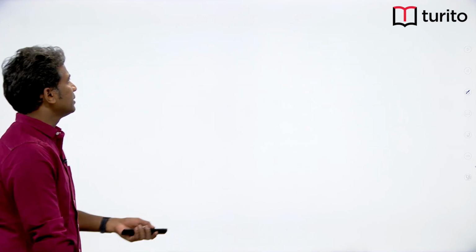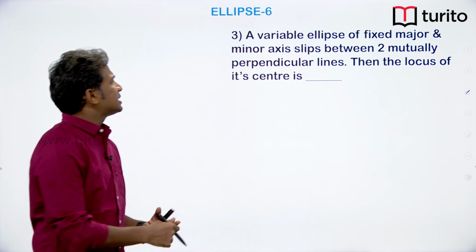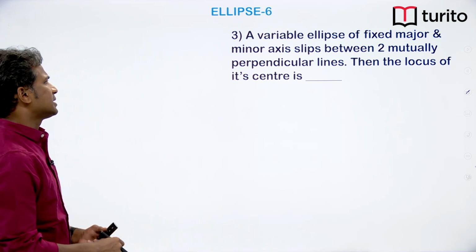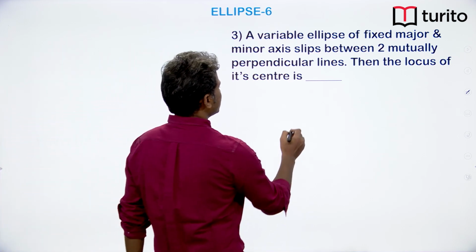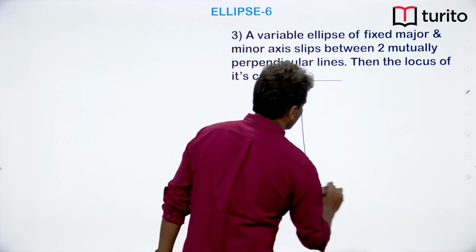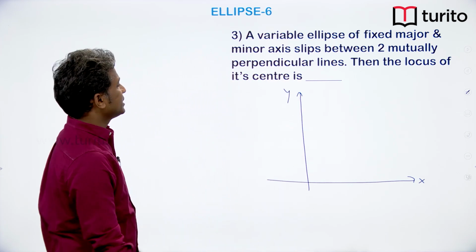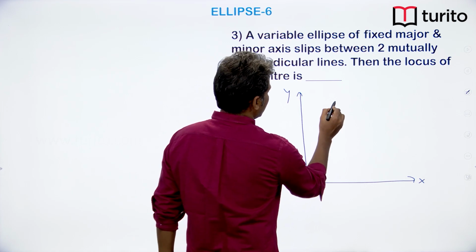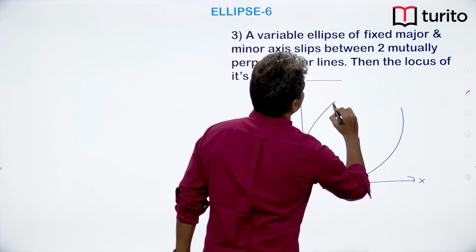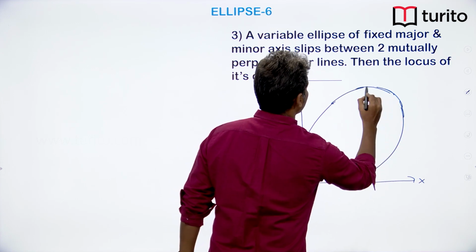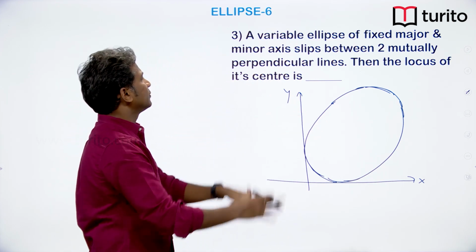Okay. Next question. A variable ellipse of fixed major and minor axis slips between two mutually perpendicular lines. Then the locus of its center is. Okay. So, that means we have two perpendicular lines. We can take them as x and y axis, and there is an ellipse which is slipping here. Okay. So, we can take the ellipse somewhat like this. Let us say this is the ellipse which is slipping, that means the ellipse can move.